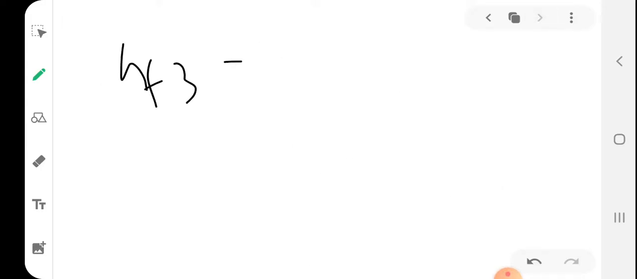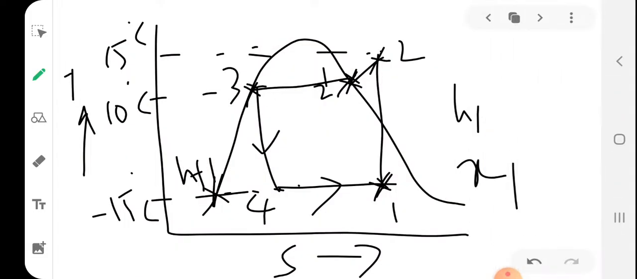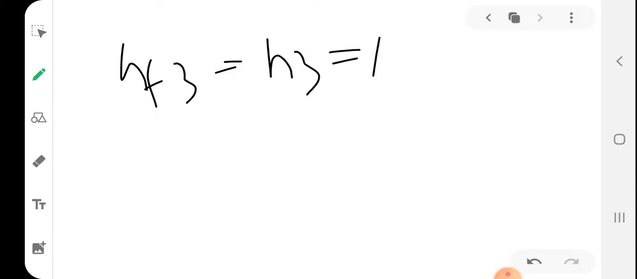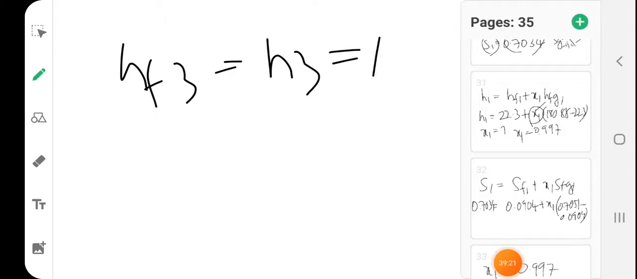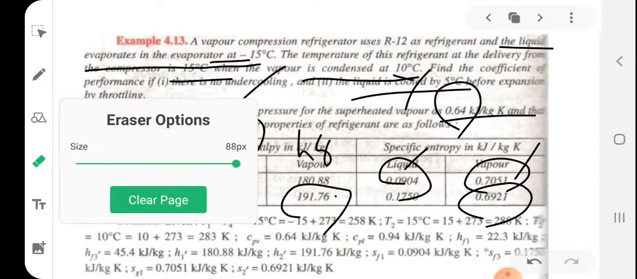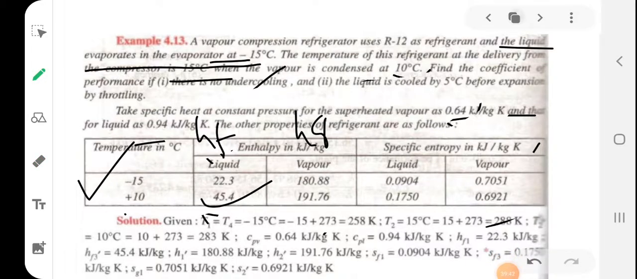So what is HF3? H4 is equal to HF3, which is the enthalpy corresponding to 10 degrees Celsius. So this is HF, this is HG. HF corresponding to 10 degrees Celsius will be HF3, which will be 45.4.